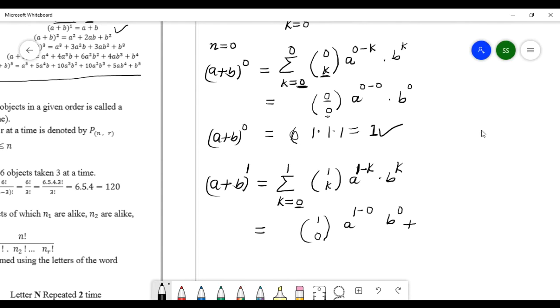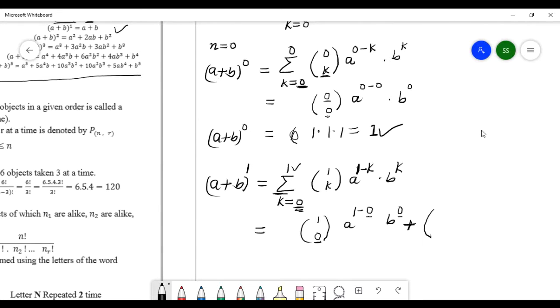Okay. K goes from 0 to 1. So this time plus, and this symbol means summation, meaning then plus. Okay. Then start k equals 1. First k equals 0, we changed k to 0 here, finished, and then plus.